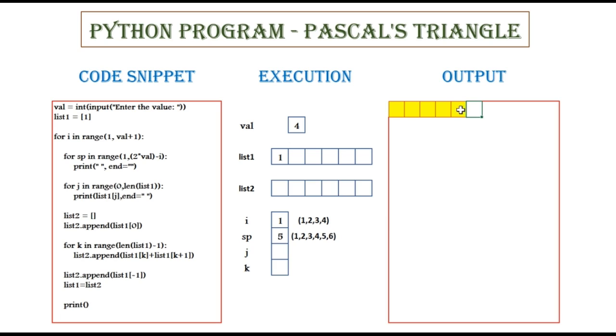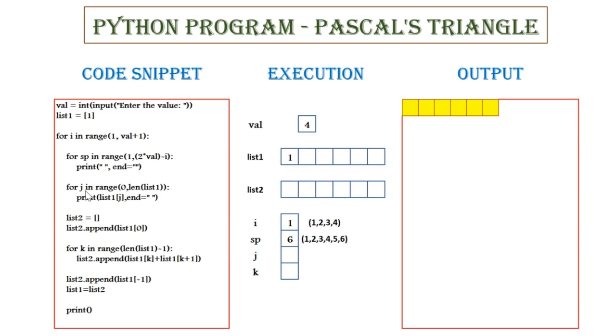I'll have one more blank space. SP will be 6, and then I'll have one blank space. So 6 blank spaces will get printed on the output window. And the for loop terminates here because it is going to be only from 1 to 6.